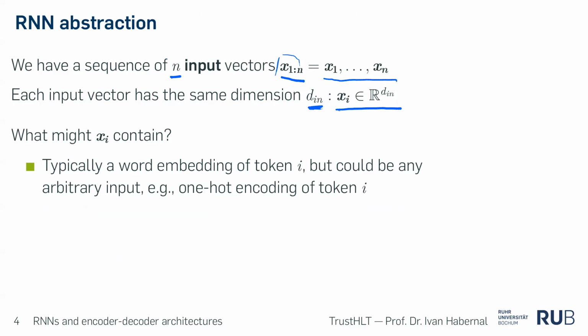What these x_i could be, well, typically, this is a word embedding of this token at position i. But it could be anything, could be one-hot encoding, but word embedding is better. So what is a word embedding again? Static word embedding. What is it?